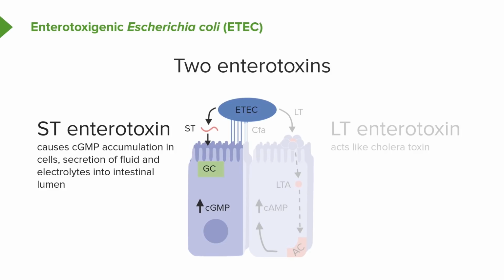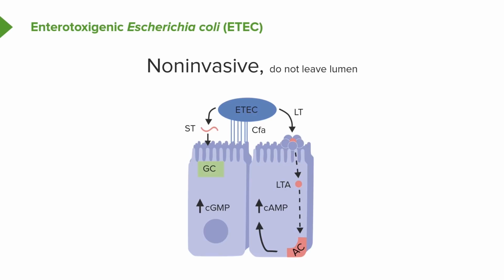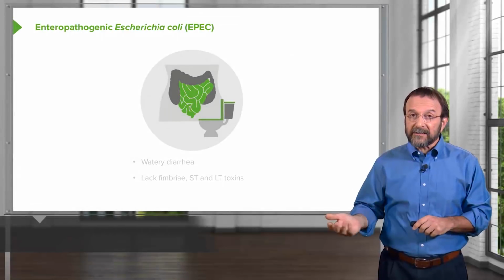ETEC, E. coli, two enterotoxins. These bacteria are not invasive. They sit on the surface of your epithelial cells in your gut. They attach to the gut surface by the pili, and they sit there, make toxins, and you have diarrhea. They don't go in, they're not invasive. It's an important distinction. These are simply bacteria, very much like the cholera, Vibrio cholera, sits on the surface, they do not invade.